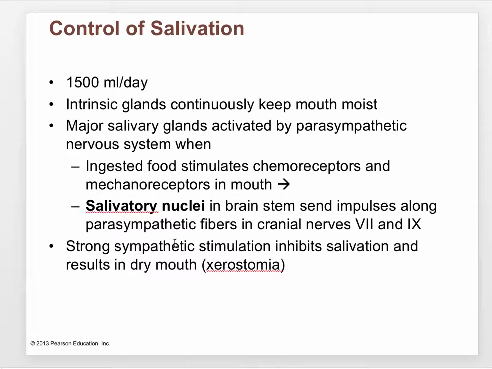This is strong. If you have sympathetic stimulation, it inhibits salivation and causes dry mouth. That's why when you have to get up to give a speech and you're nervous, your mouth gets dry and you need some water. You just feel like you have cotton in your mouth. So it's the sympathetic nervous system causing the inhibition of salivation.